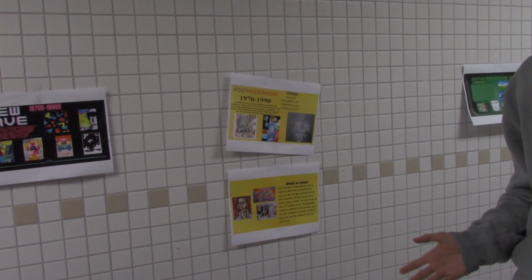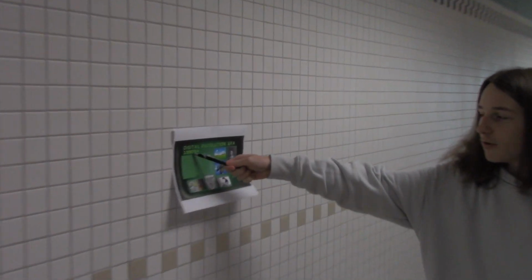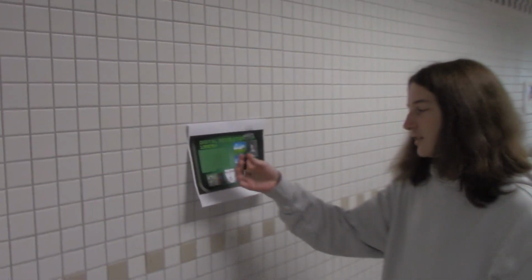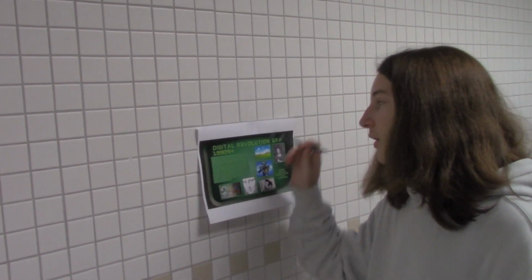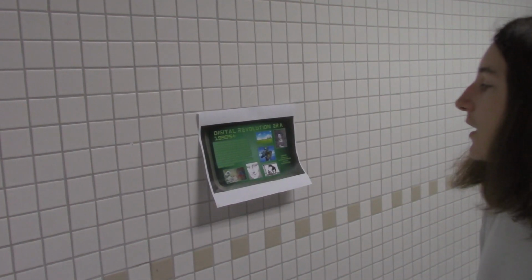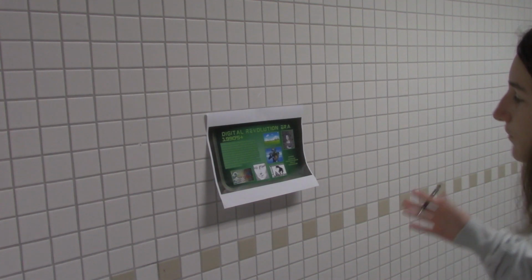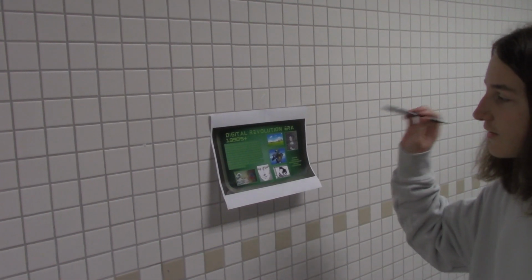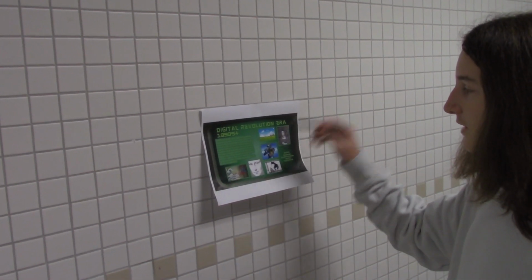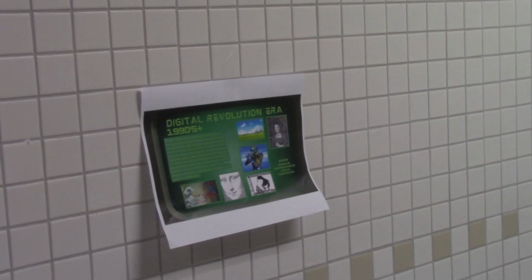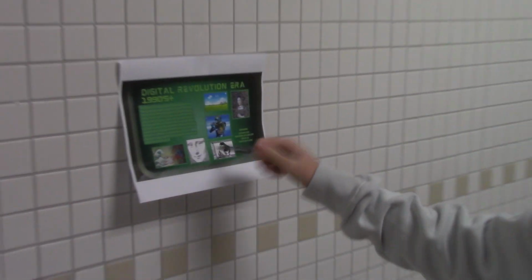So, digital revolution era. It was really the 1990s onward. It pretty much started whenever computers became more popular, and all it is is artists designing art on computers. There's nothing that really can categorize it.